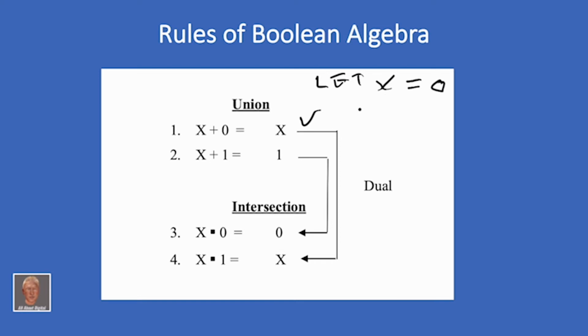So we'll have 0 plus 0 equals 0. Well, if x was 0, that's true. Let x be a 1. In this case, we have 1 plus 0 equals 1. And 1 plus 0 is, in fact, if x is 1, then it's equal to x. So this is true for normal algebra.